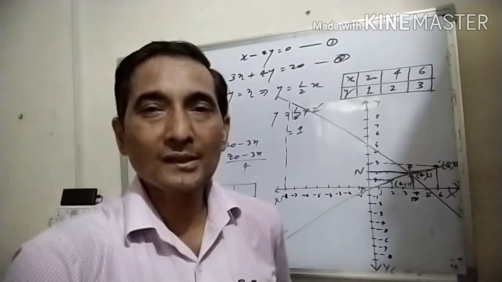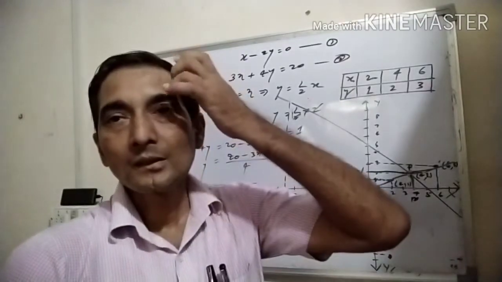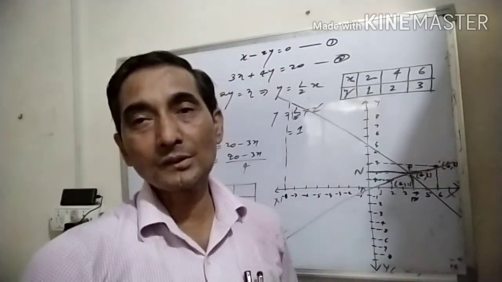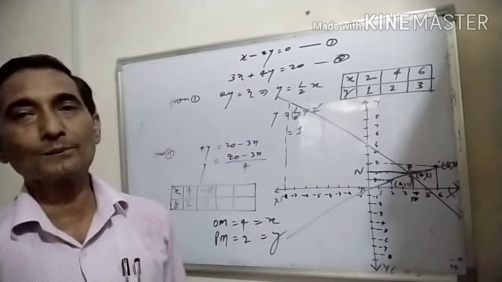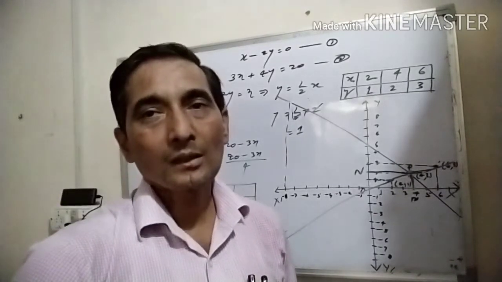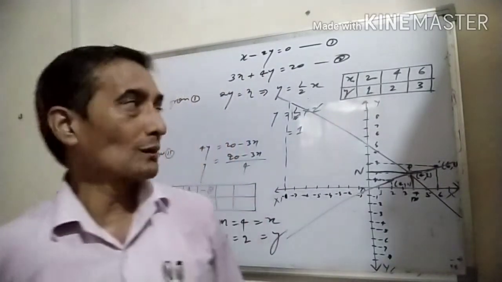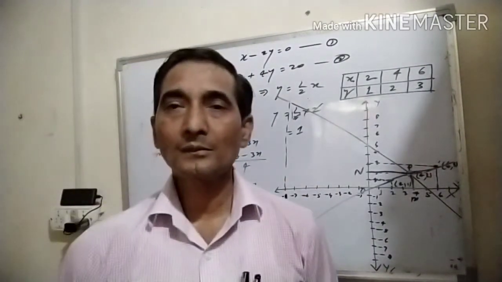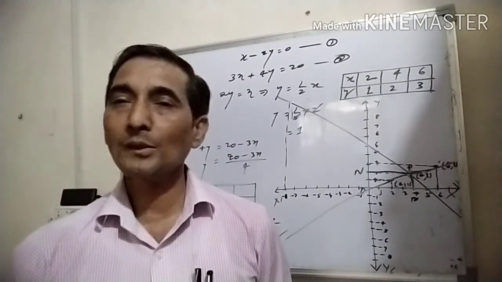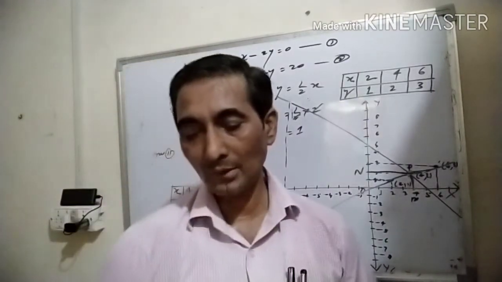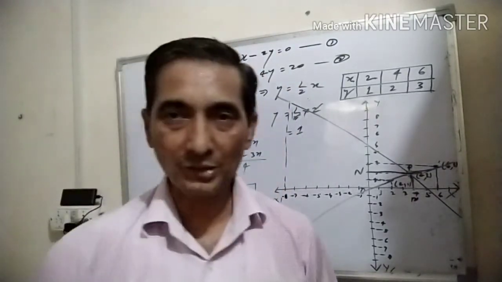When the graphical representations of two linear equations intersect each other, the solution is unique: one value of x and one value of y, and this value satisfies the given linear equations. So this is an example of two linear equations which have a unique solution. Now come and see the infinite solution case.